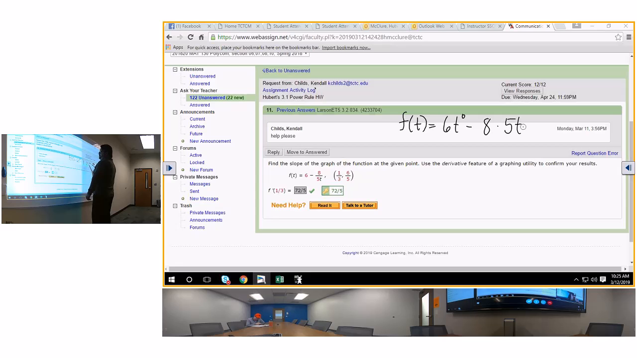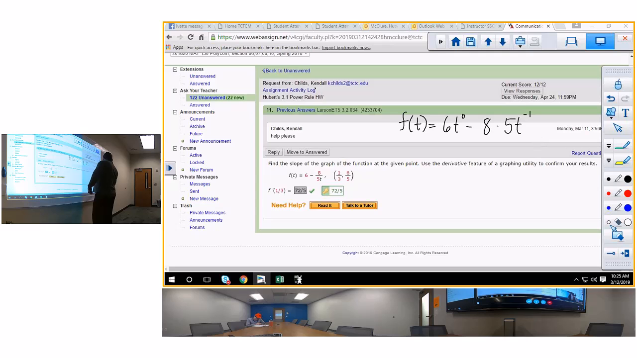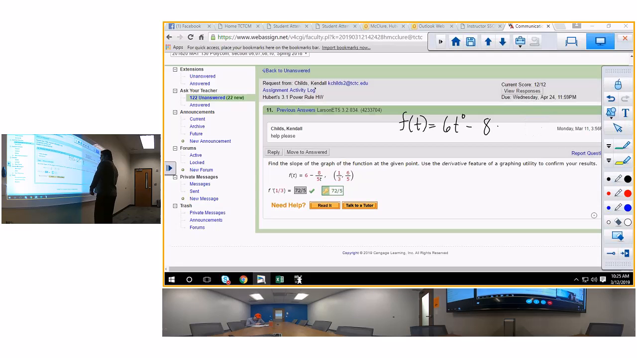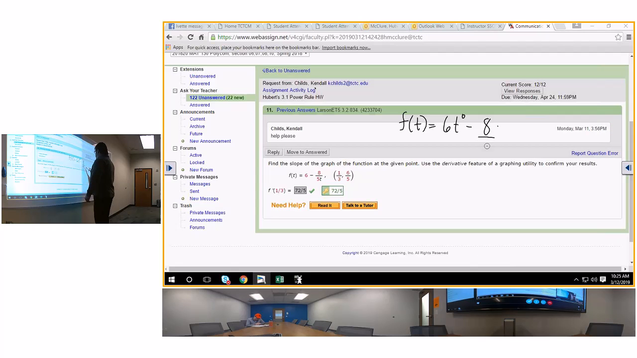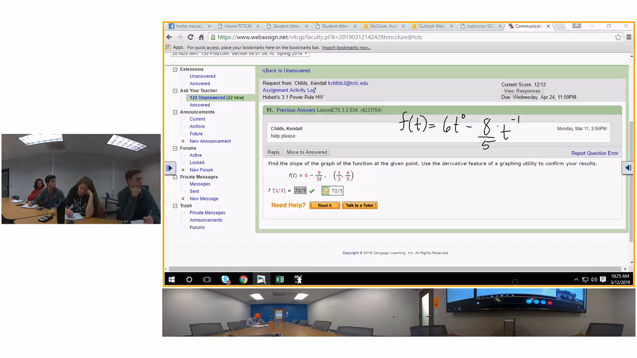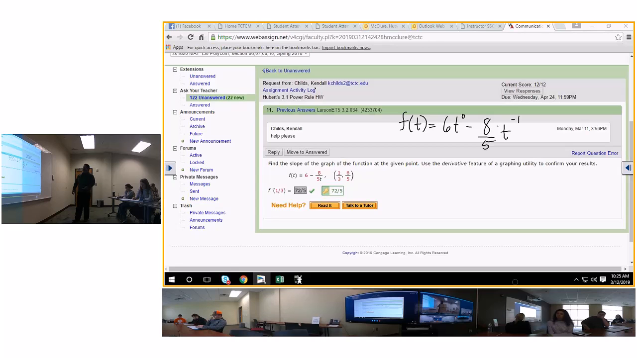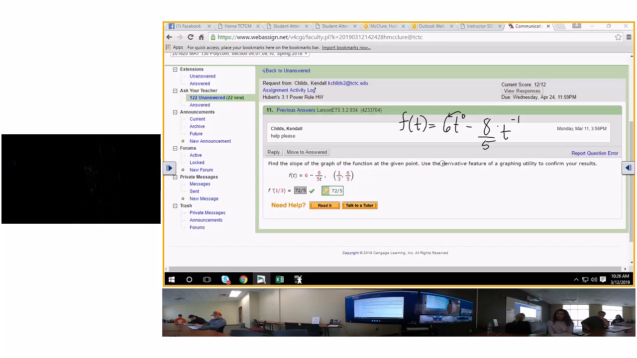5t to the what? Negative 1, Hubert. Oh, I can't do that. That's a boo-boo. 8 over 5. And you bring 8 over 5 out. And to bring that t up, that would be t to the what? Negative 1. And what happens when you take the derivative of a constant? 0 times 6 is what? 0t to the negative 1, which goes out.